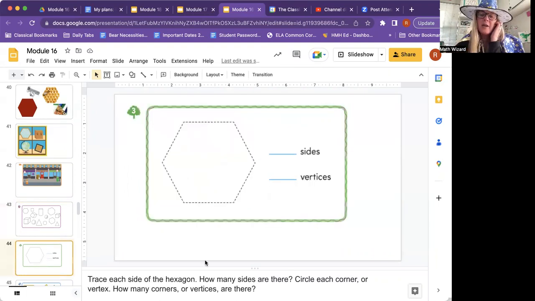All right, now you're going to trace each side of the hexagon. Okay, and how many sides are there? I'll give you a hint. Hex means 6. And we know that the number of sides it has is going to be the same as the number of corners it has, right? All right, so how many sides and how many vertices? You can pause this while you do that.